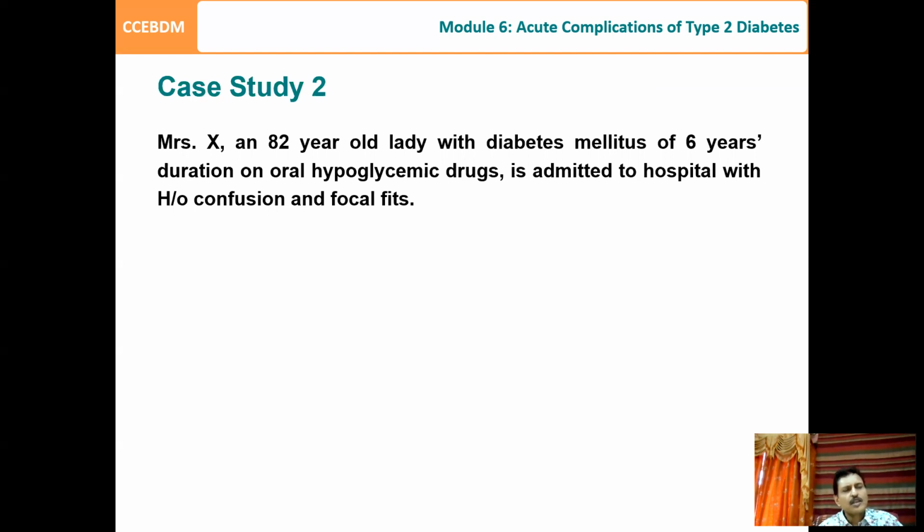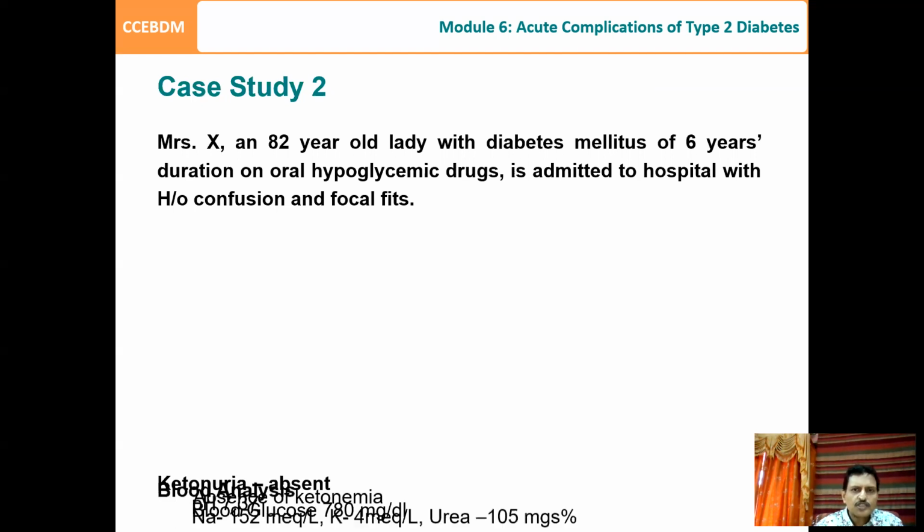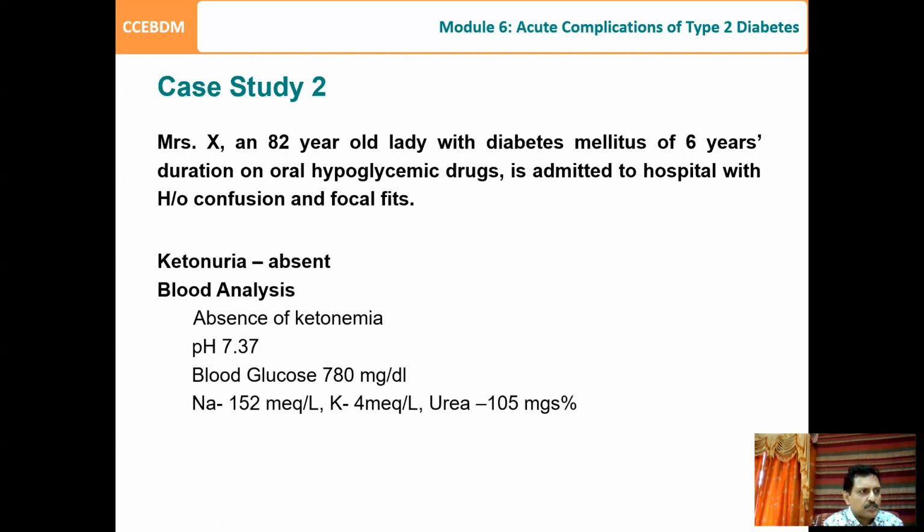Remember that the hyperosmolar non-ketotic coma often comes, or mostly comes, with neurological symptoms. On the other hand, DKA patients usually don't have neurological symptoms. If they have neurological symptoms, it is a severe case. So this is the difference between the two. And usually they don't have ketonuria. There is no ketonemia in the blood.